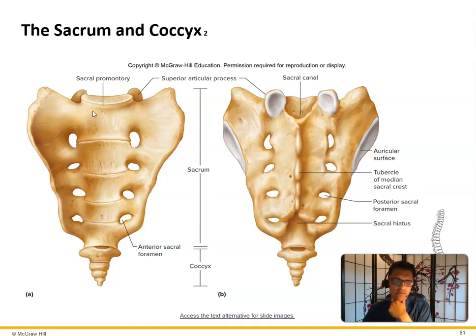So here's the sacrum. These are all 1, 2, 3, 4, 5 that are fused together. Here is the coccyx. This kind of looks like a rattlesnake, right? A little rattle down here. So it's fused together.